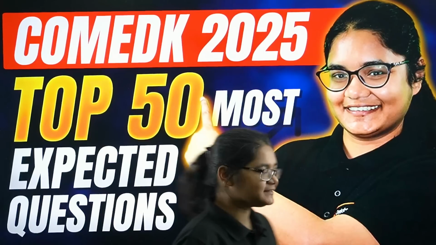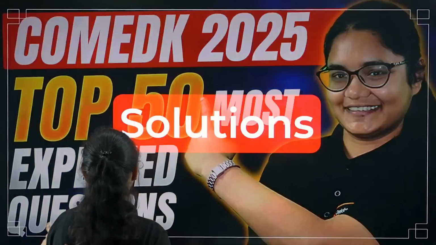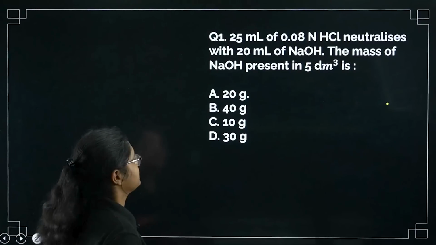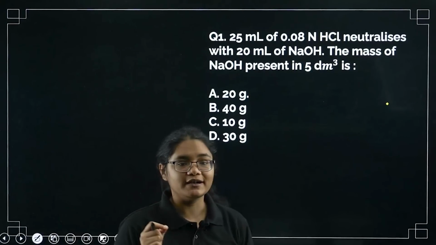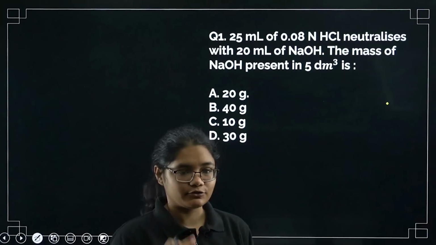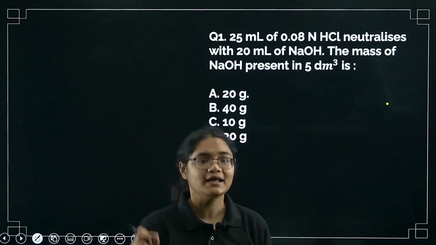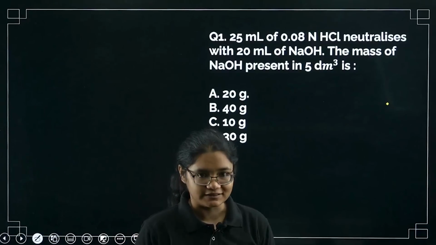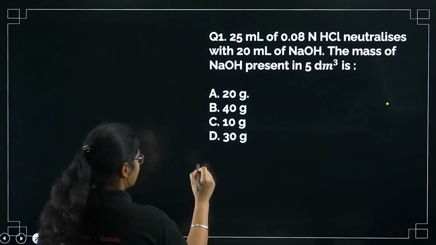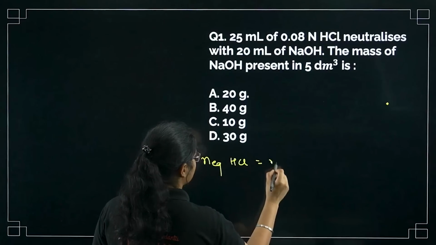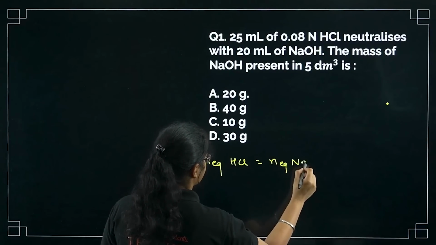Okay, let's get started with the first question from the first chapter of PU2, that is Solutions. Let me see the first question here. 25 ml of 0.08 N HCl neutralizes 20 ml of NaOH. The mass of NaOH present in 5 decimeter cube is... Now you know that the number of equivalents of HCl will be equal to the number of equivalents of NaOH, right?